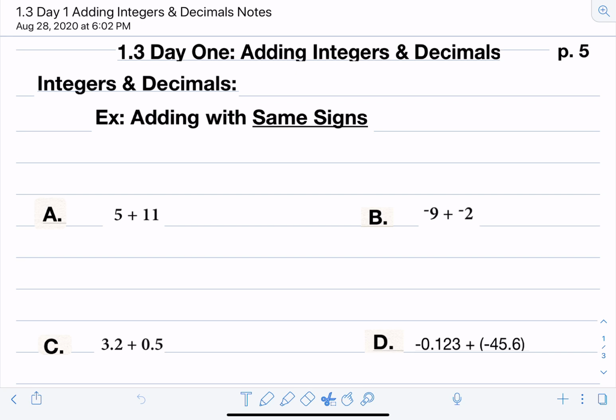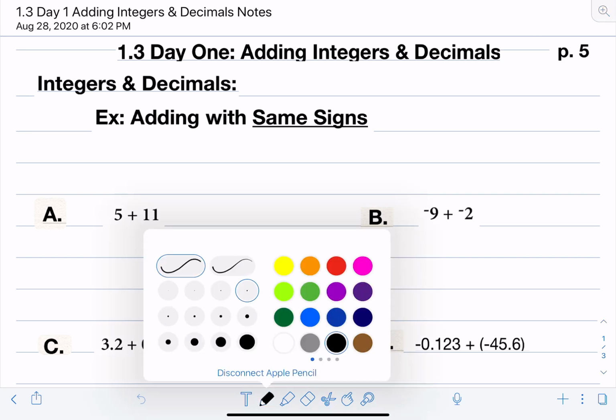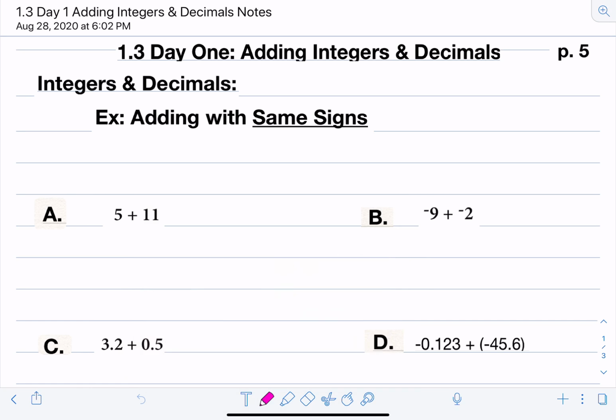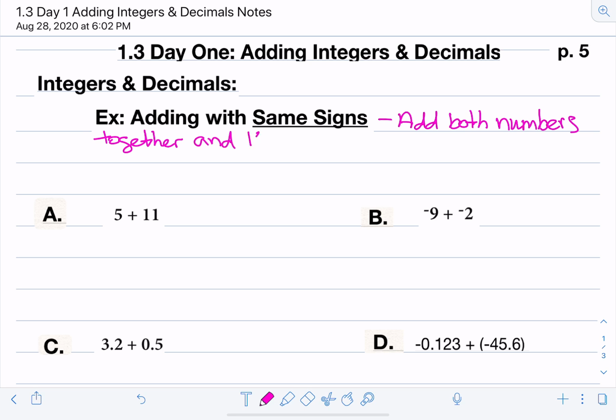So let's get started. The first examples we're going to look at are when we add them and they have the same signs. So whenever the integer or the decimal has the same signs, you go ahead and add both numbers together and keep the sign.